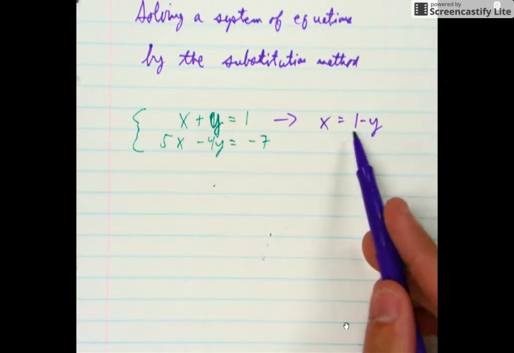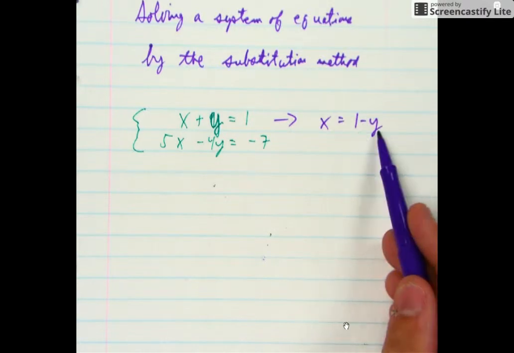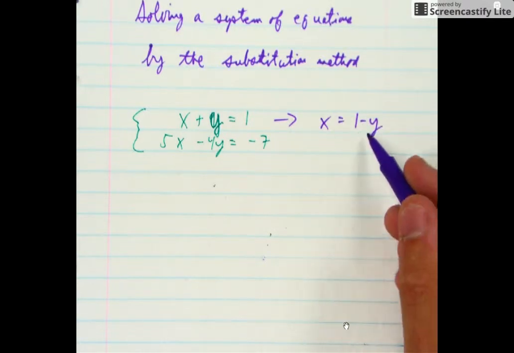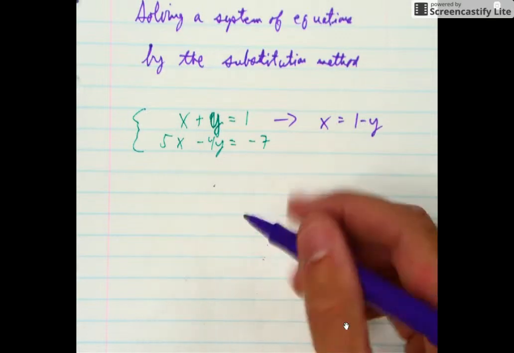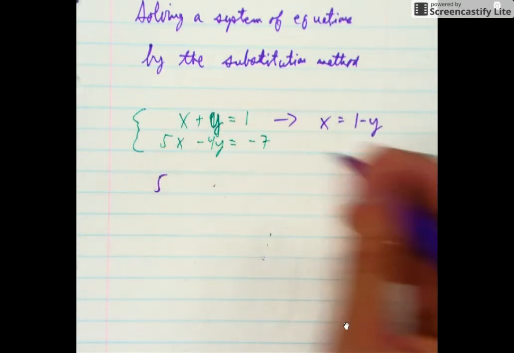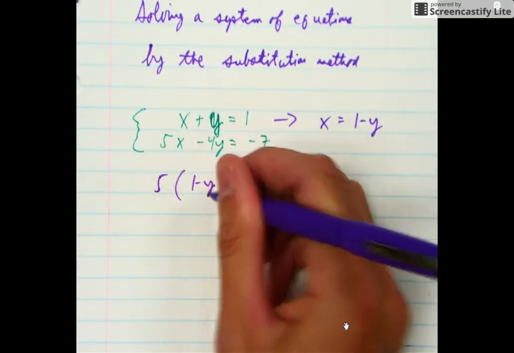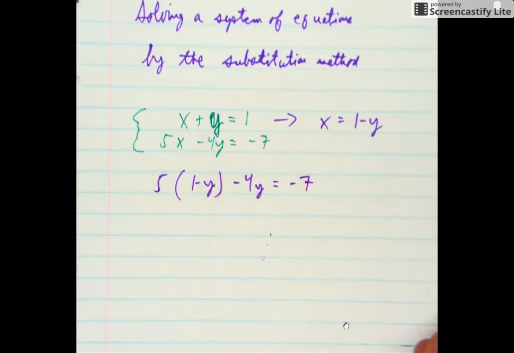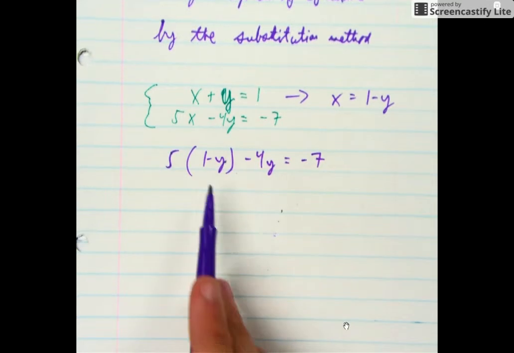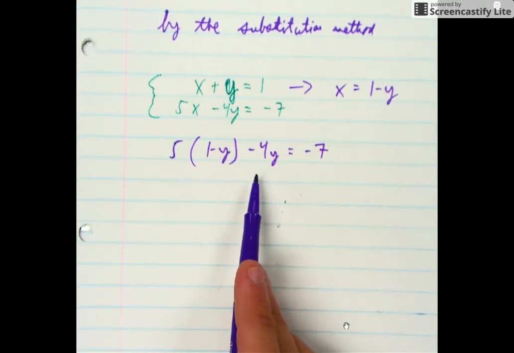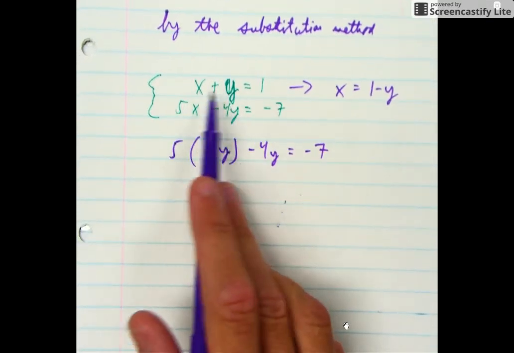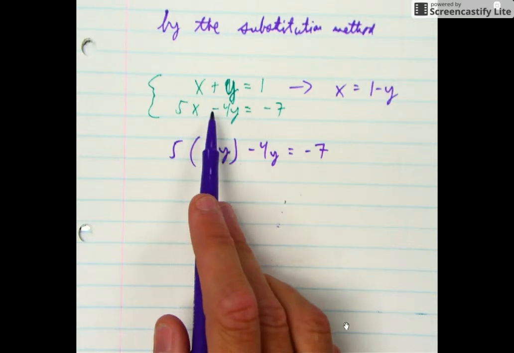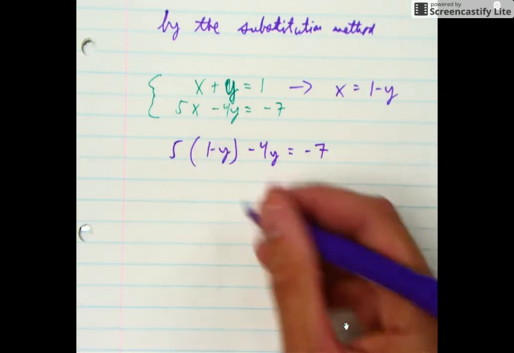Now I'm going to take this value of what 1 minus y is equal to, and I'm going to substitute it into this equation in place of x. And then rewrite the rest of the equation. And then go ahead and solve that equation. Now I just have one variable, so I can figure out what y is, as opposed to these equations that both had infinite numbers of solutions with two variables.